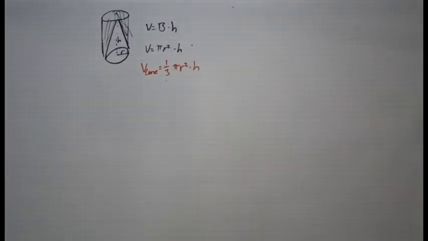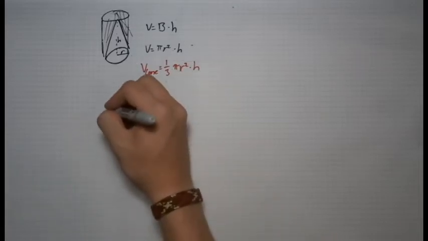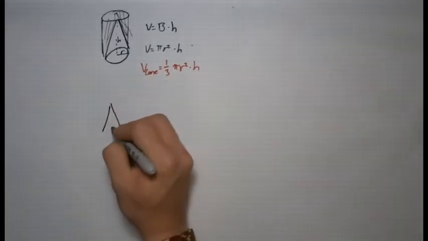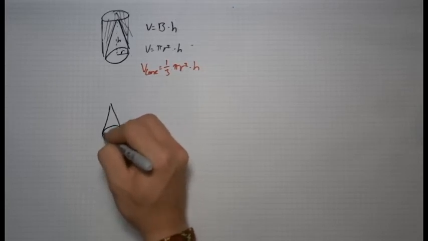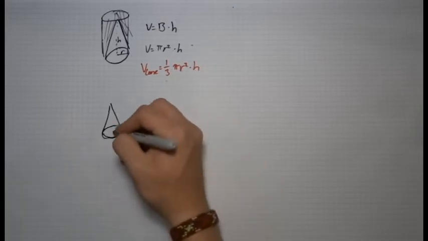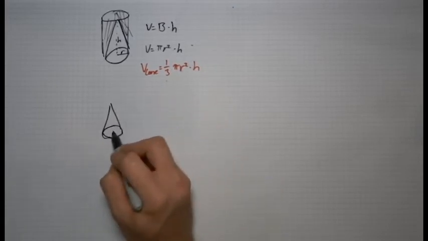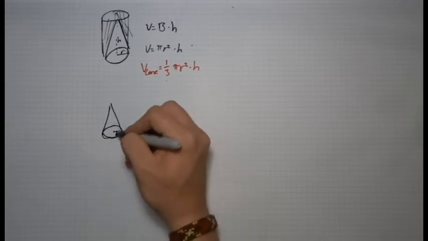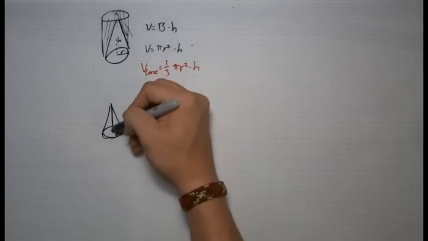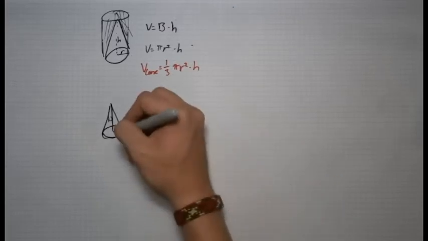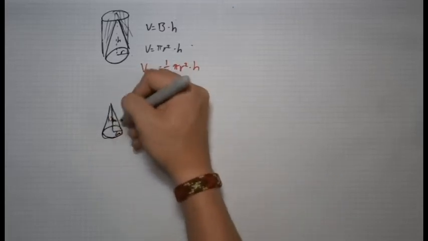All right. So now that we've figured out the volume of a cone, let's try some examples. So here we have our cone. And let's say that the radius of this cone is 6 and the height down the middle is 10. And we'll use the unit meters.